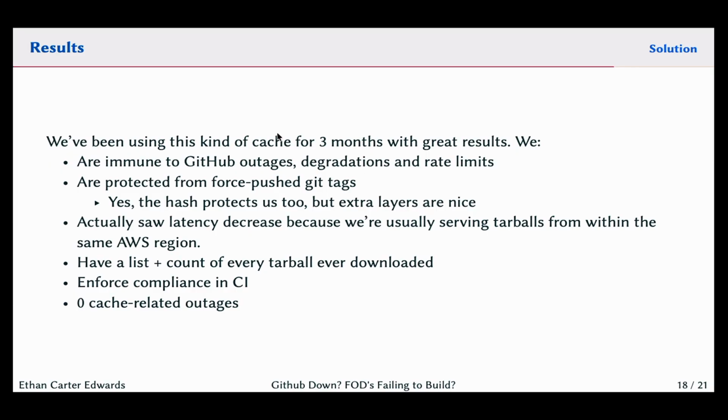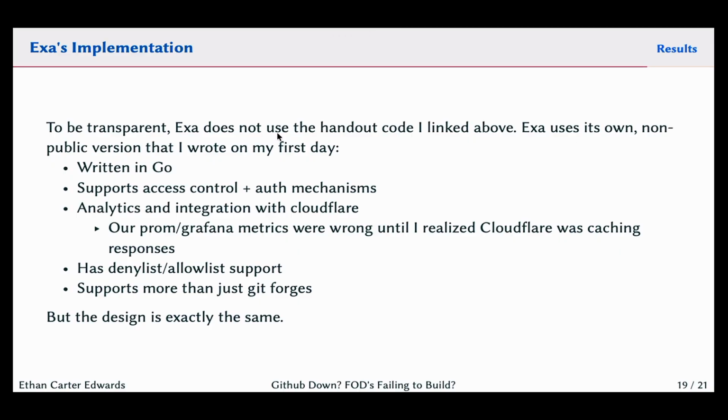We actually saw latency in our builds decrease because we no longer have to go and fetch from GitHub. We're fetching from inside an AWS VPC, so it's pretty fast. And we have a list and count of every tarball ever downloaded via metrics, so that's really useful for auditing as well. And we enforce compliance in CI. No one can fetch from GitHub without permission, which no one does. And yeah, no outages.